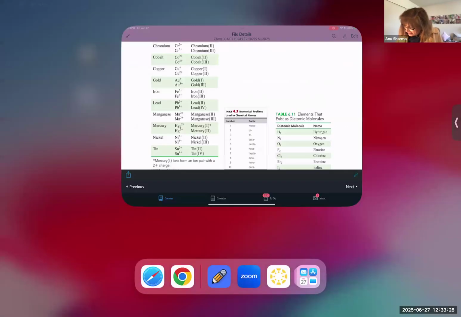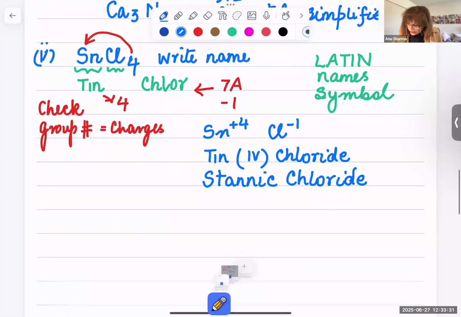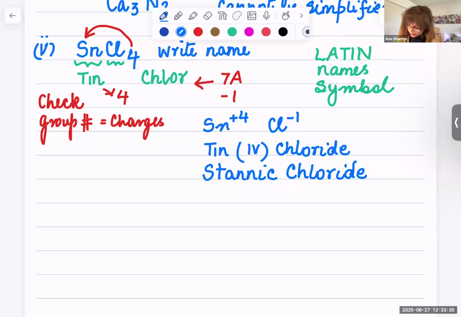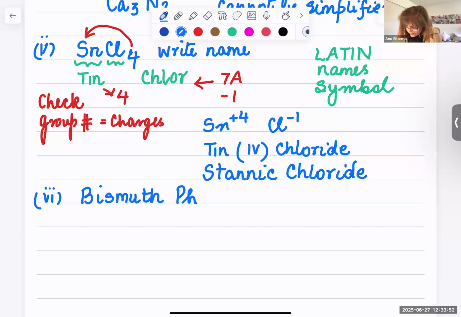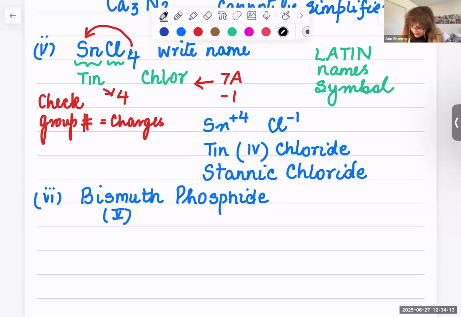Next, let's look at the scenarios where you have some other types of name. Another one is bismuth phosphide. Let's do bismuth 5 phosphide. So write the formula for this one. Bismuth 5 phosphide. So bismuth 5, what does that mean? That means it's bismuth with +5 state.